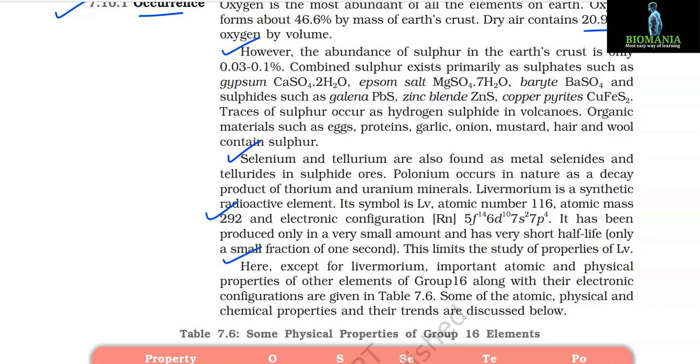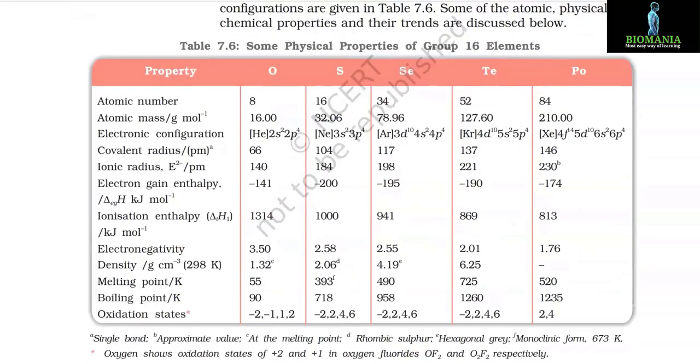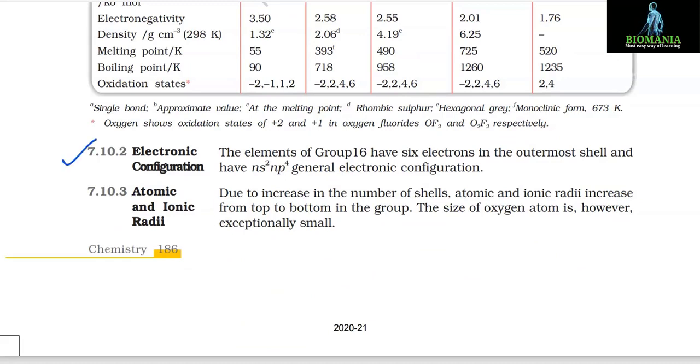Here, except for livermorium, important atomic and physical properties of other elements of group 16 along with their electronic configurations are given in table 7.6. Some of the atomic, physical and chemical properties and their trends are discussed below. Table 7.6. Some physical properties of group 16 elements. 7.10.2 Electronic configuration. The elements of group 16 have 6 electrons in the outermost shell and have ns2 np4 general electronic configuration. 7.10.3 Atomic and ionic radii.